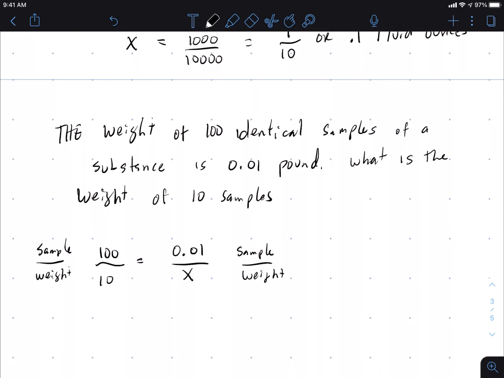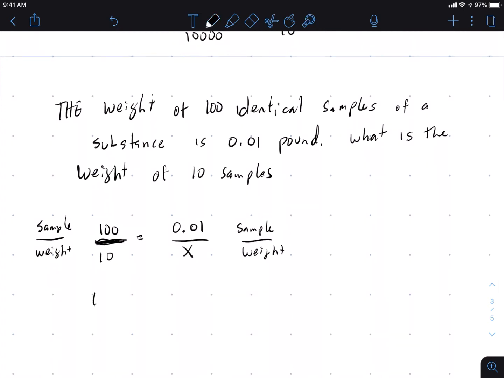And notice something about this that's important that I didn't talk about in the previous problem. The top number is the information that we know for each. So it's for 100 samples, it weighs 0.01 pounds, correct? Correct. The bottom number being the sample with the weight that I don't know. So it's known to unknowns. Does that make sense?